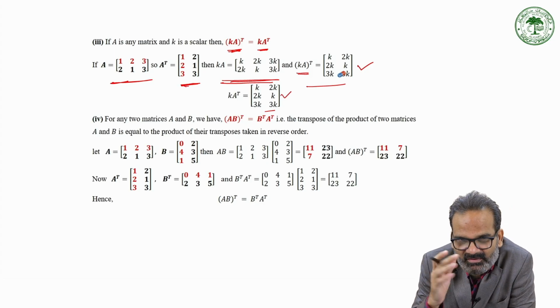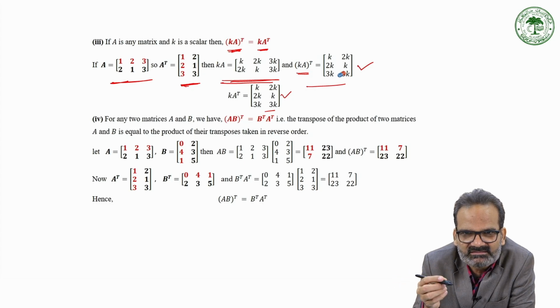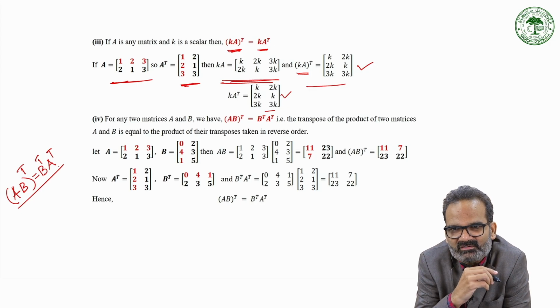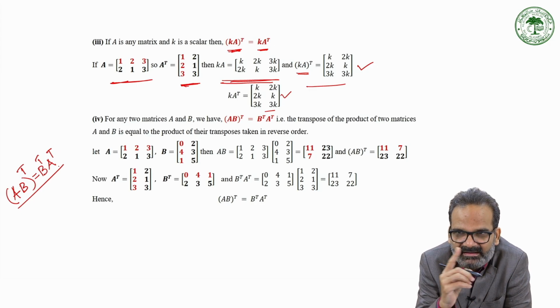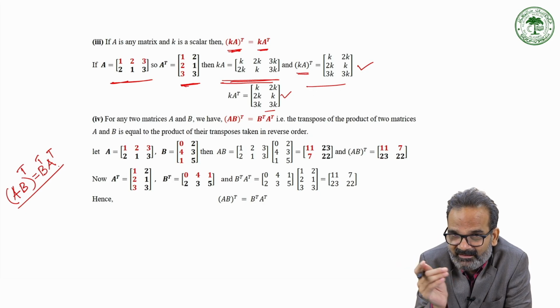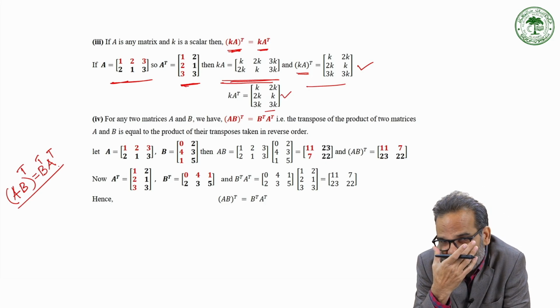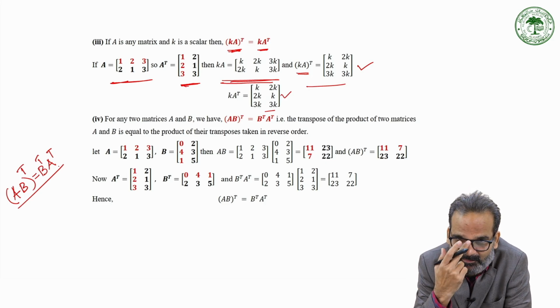The next property is what? For any two matrices A and B, we have (AB) transpose is equal to B transpose A transpose. If two matrices are multiplied together and we take the transpose of this product, this is equal to B transpose and A transpose. This is a very important property. The transpose of the product of two matrices A and B is equal to the product of their transposes but taken in reverse order. Not (AB) transpose is not equal to A transpose into B transpose.